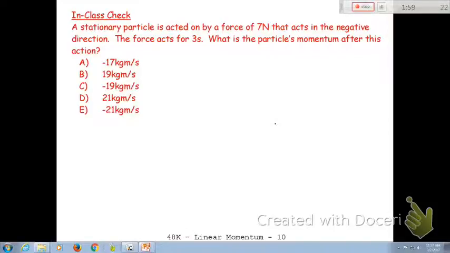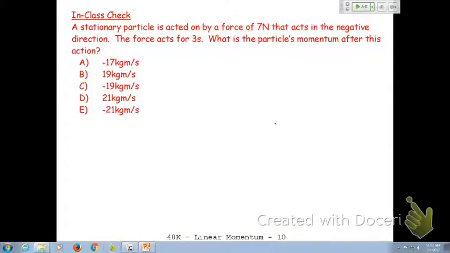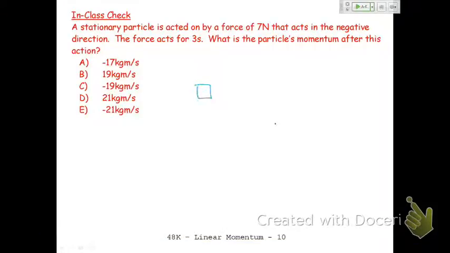Just let me do this. Give me a sec. Hold on. So let's stop there and see what people are doing. That was me doing B, just to check that it worked. So people are saying E. Let's have a quick look at this. Stationary particle, so v initial equals 0 meters per second. It is acted on by a force of 7 newtons that acts in a negative direction. Let's imagine it in the x direction, so that's going to be minus 7 newtons. The force acts for 3 seconds, so delta t is equal to 3 seconds.